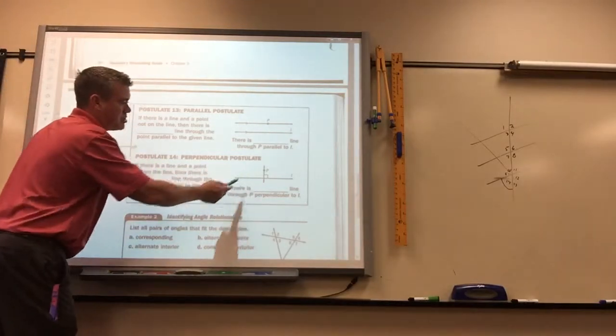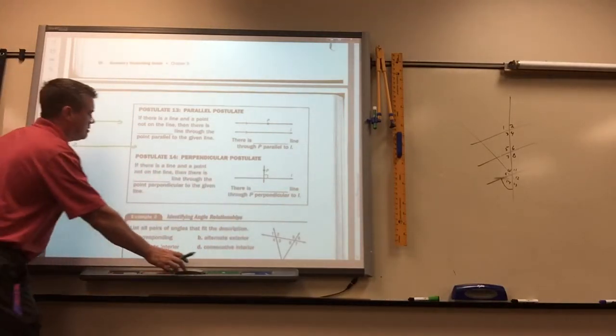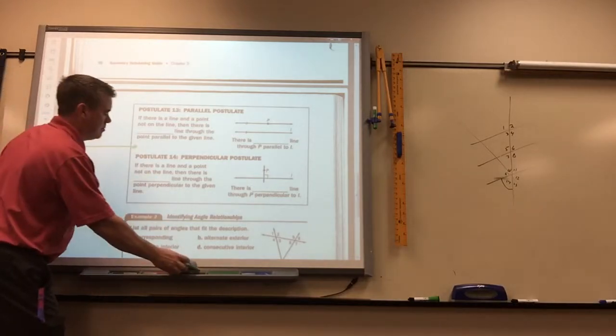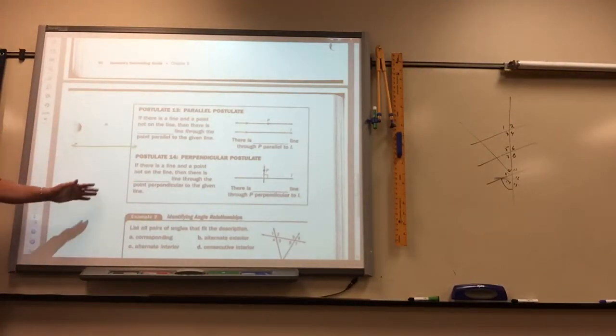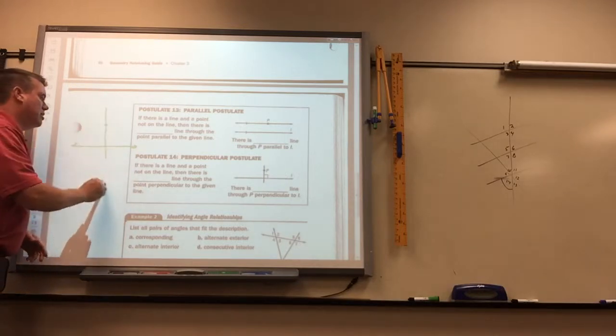Okay, this is the same type of deal. If you've got a line and a point not on the line, how many lines could I draw that are perpendicular to this? Just one, right there.